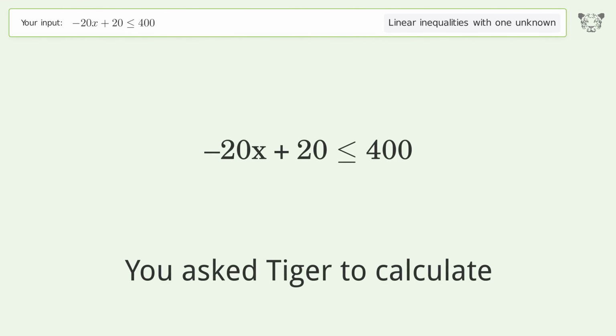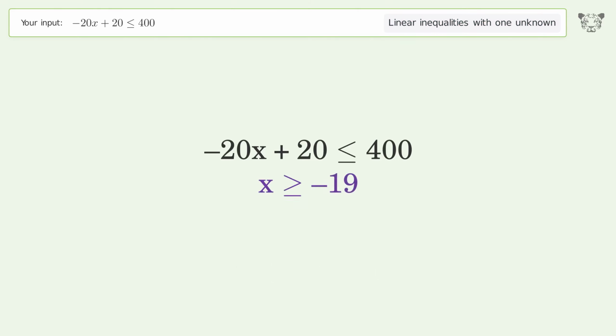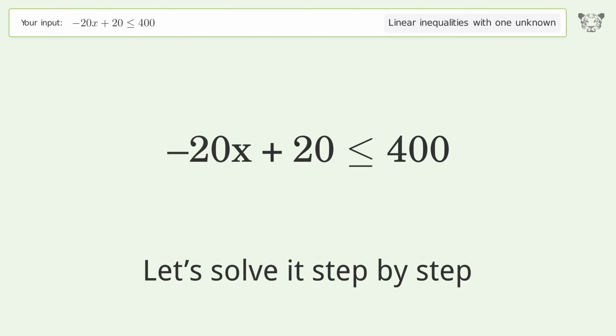You ask Tiger to calculate. This deals with linear inequalities with one unknown. The final result is x equal or greater than -19. Let's solve it step by step.